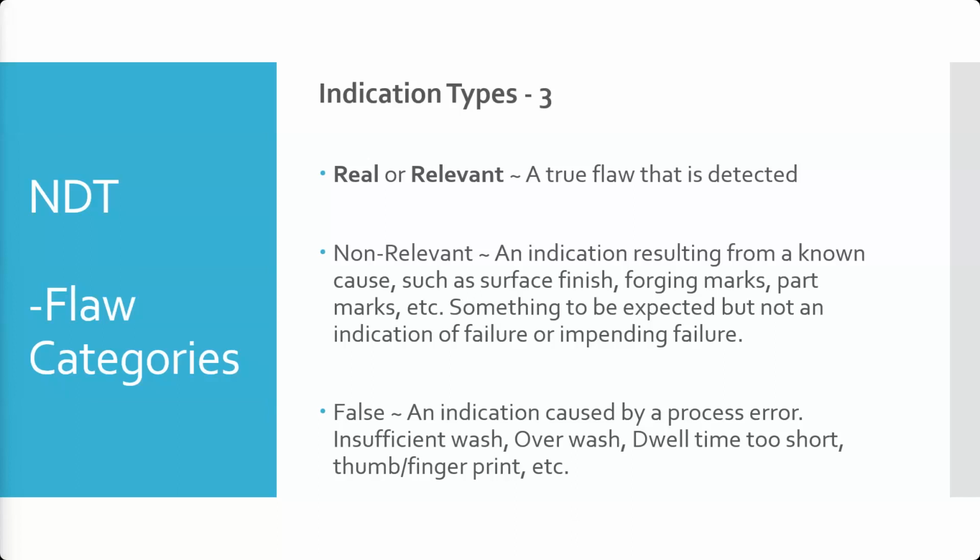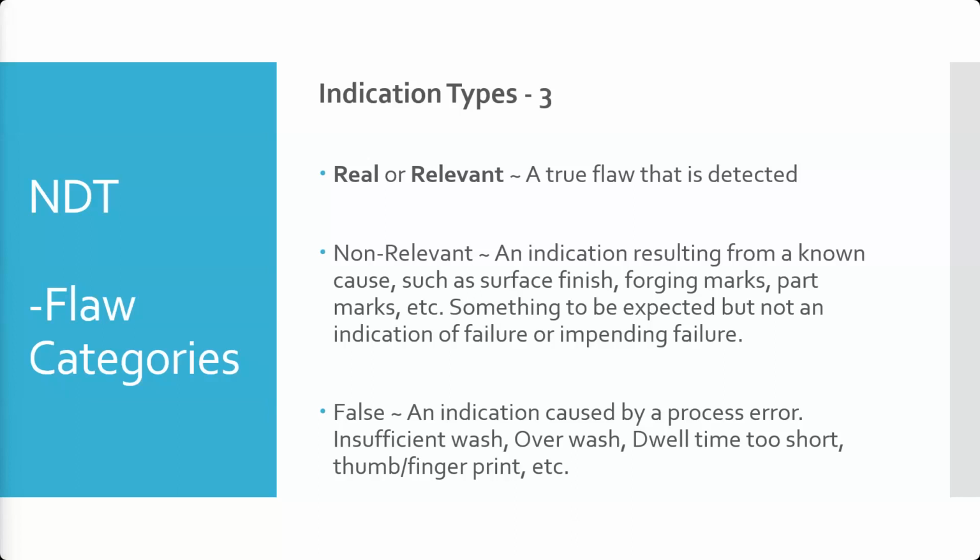Now, there are 2 other types of flaws that we often would find. Indications, I should say. They're not flaws, really, but indications. So the next one is non-relevant. These are indications that result from a known cause. This could be something like surface finish. If you have a rough surface, with different testing techniques, you're going to get different types of results on a rough surface versus a smooth surface.